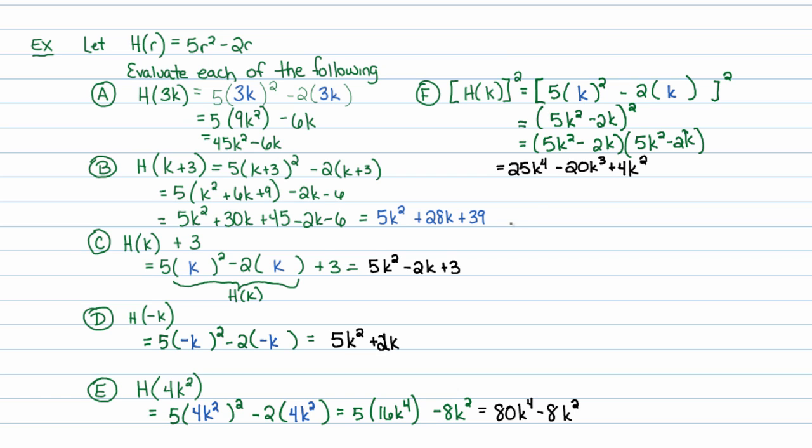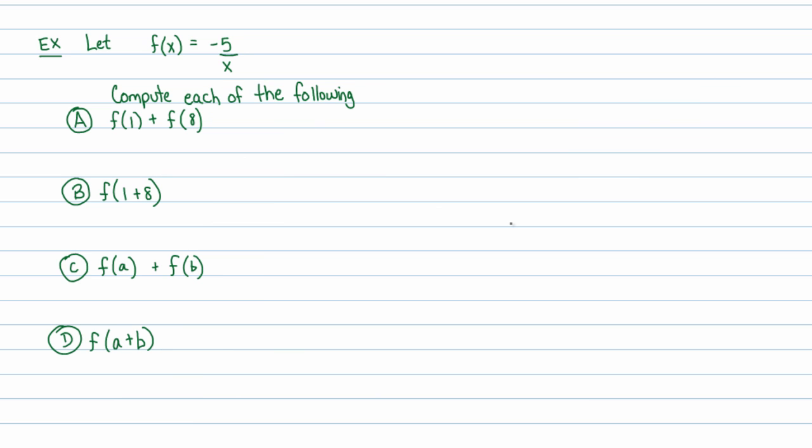So that's one set of examples of how to do more advanced work with functions. Another set of examples is something like this, where you're actually asked to compute the value of a function plus the value of the function at some other value. So the function is negative 5 over x, and we're asked to find f of 1 plus f of 8. So let's see, f of 1 is going to be negative 5 over 1, wherever I see an x, I'm going to plug in 1, plus a negative 5 over, and again, wherever I see an x, I'll replace it, in this case, with 8.